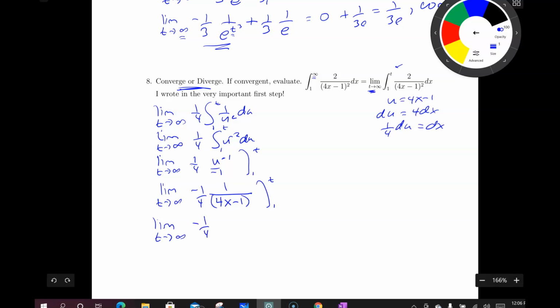So negative 1/4, 1 over 4t minus 1, subtract a negative 1/4, putting in the 1, so I get 4 minus 1, which is 3. So now I'm going to take the limit, let the t go to infinity. Infinity minus 1 is still infinity. 1 over infinity is 0. So I get 1/12. So since a limit is equal to a number, this integral converges.